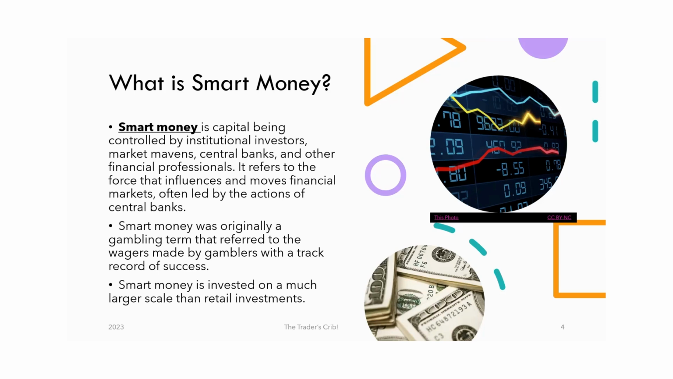For those of you who may be new to the crib, we have some people who like to use the ICT method with their trading, and they'll often talk about smart money and the market being controlled and influenced. This is what that is.